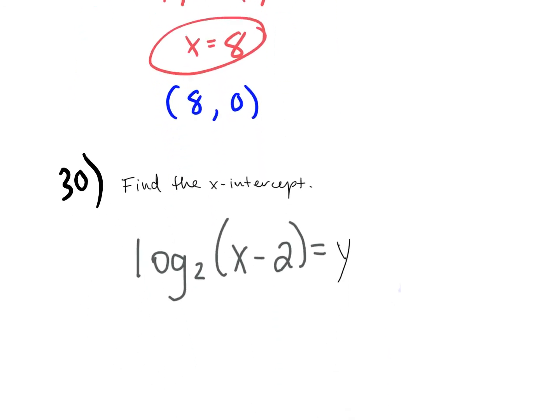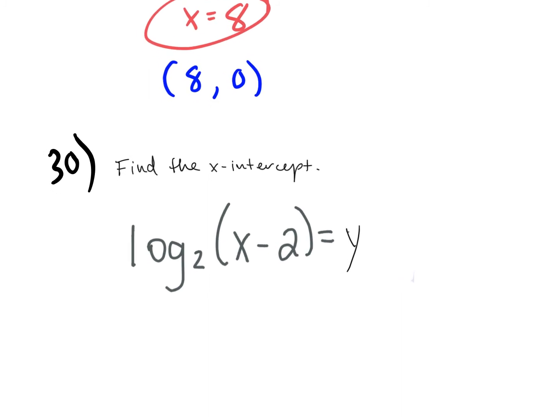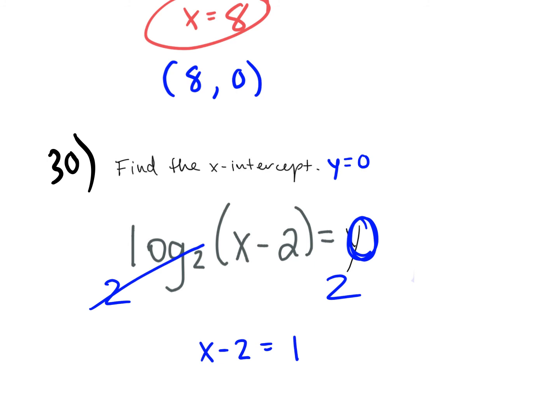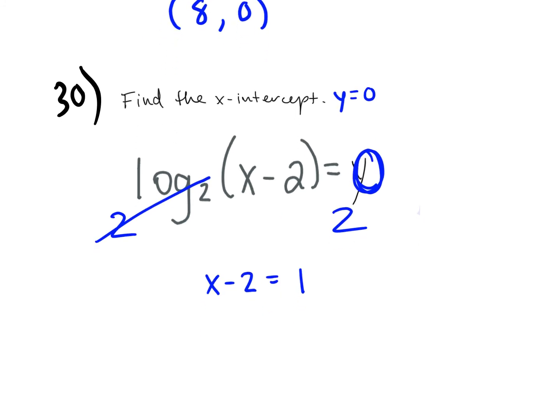Wait, how did you get the 1? All right, for number 30, we're doing the same thing, so we have to find the x-intercept, so we make y 0. So I'm making y 0 here. So what can I do to get rid of that log? Make the big base 2. So 2 to the power of log base 2 cancels, so I'm just left with x minus 2. And what's 2 to the power of 0? 1. Anything to the power of 0 is 1. And then I just solve for x. So add 2 to both sides. X is equal to 3.